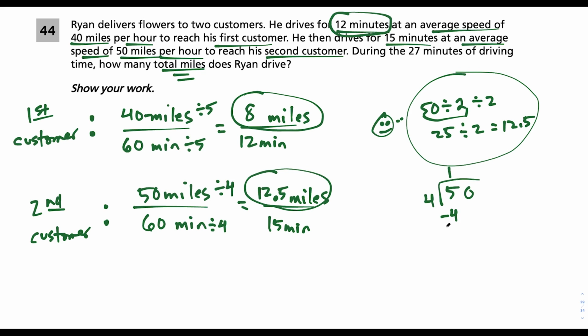If we subtract, we get 1, we carry this down. 4 goes into 10 twice. 4 times 2 is 8, and when we subtract, we get a remainder of 2, and this is 2 over 4. So 12 and 2/4 is the same thing as 12.5. So that's how I know this is definitely correct.